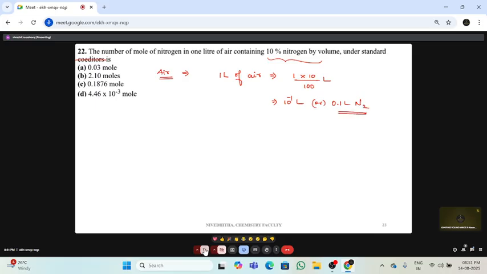Right? So from this we have calculated the volume of nitrogen. So in this volume of nitrogen, we have to calculate the number of moles of nitrogen, which is very easy. They are talking about standard condition, right? And we know the molar volume. So 1 mole of any gas at STP occupies 22.4 liters. And here they are talking about 0.1 liter of nitrogen. So 0.1 liter of nitrogen contains how many moles? Please cross multiply and let me know the answer.